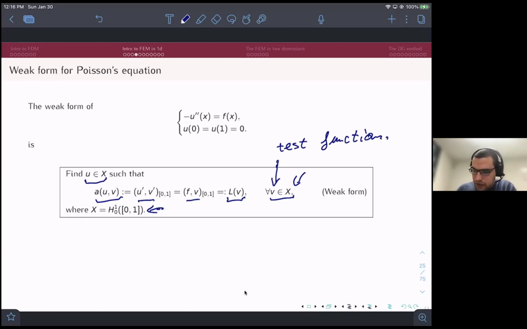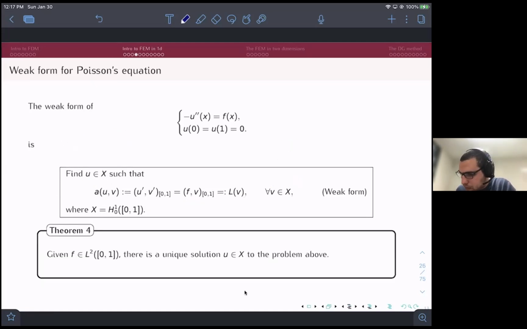And the space in which u lives, we call it a trial space. And as you notice here, the trial space is the same as the test space, but this is just a special case. We could do finite element on spaces that are different.